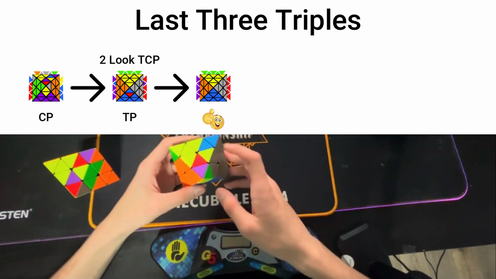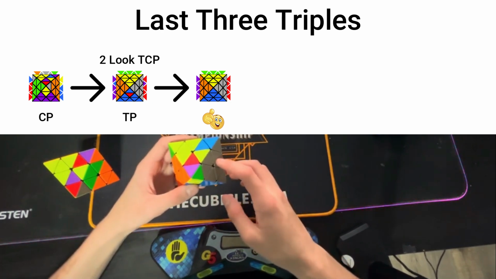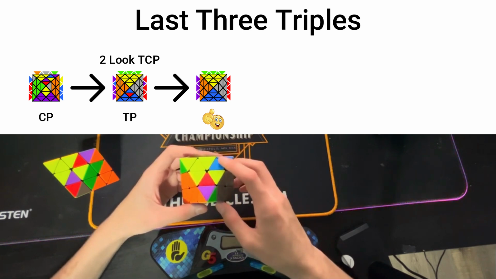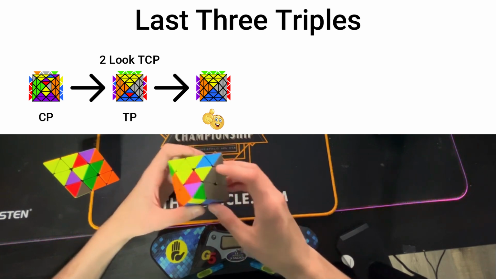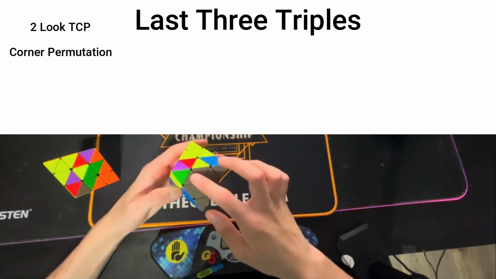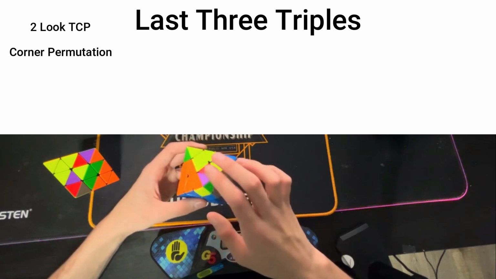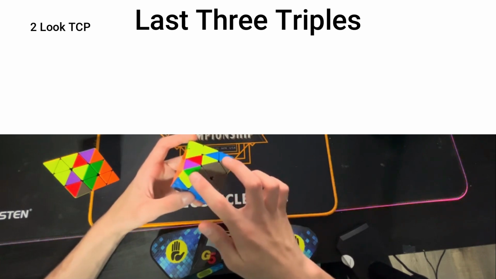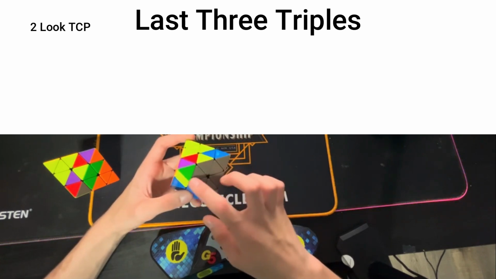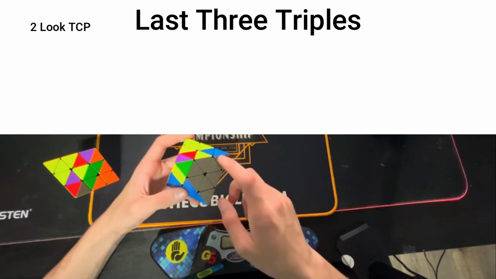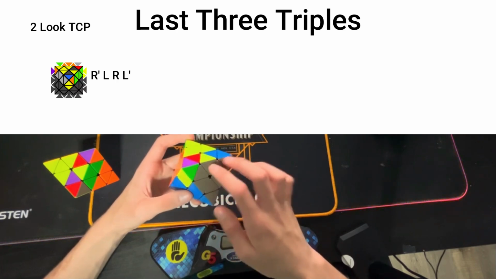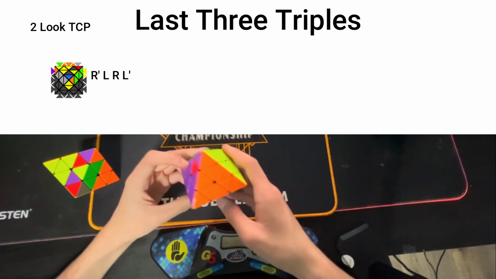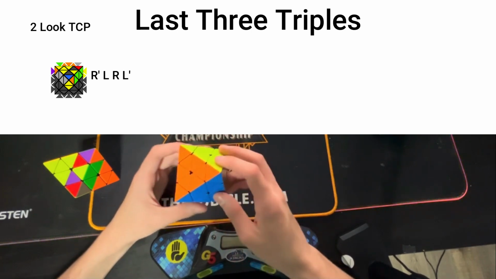So yeah. Now, moving on to 2-look TCP, there are 3 cases for corner permutation and 3 cases for triangle permutation. First, we start by solving the corners. So we look at where these two triples are flipped with yellow not facing the top, and we have this bar. We look at these two corners, and whichever corner matches this bar tells us which alg we should do. So since this corner on the right matches this bar, we would hold it like this and do a sledge. And that solves all 3 corners.